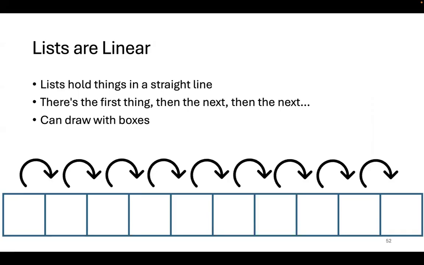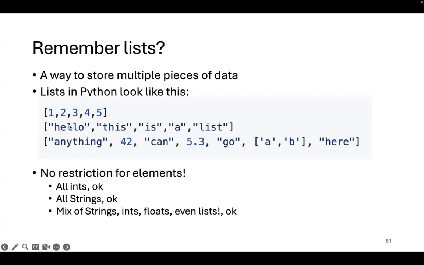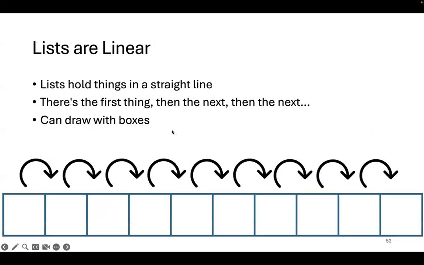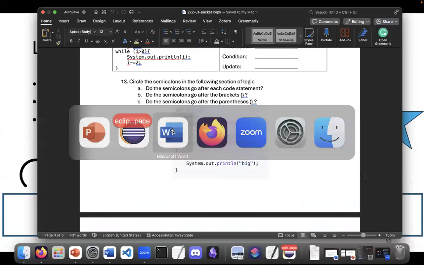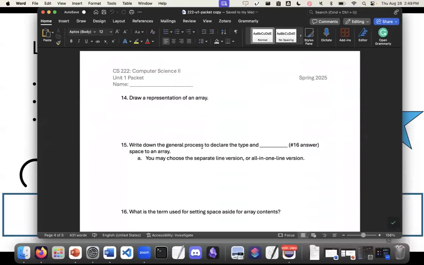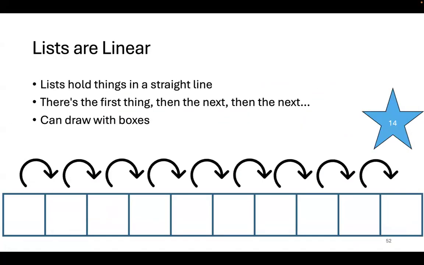So the idea is there's the first thing and then the next and then the next. So like hello comes first, and then this, and then is, and so on. So if you come to office hours and have questions about this, I'll draw a box kind of like this on the chalkboard. What's that question? 14. Draw a representation. That's just a box.